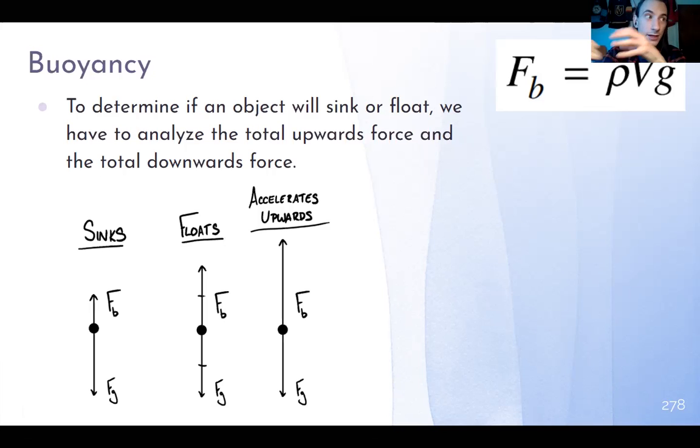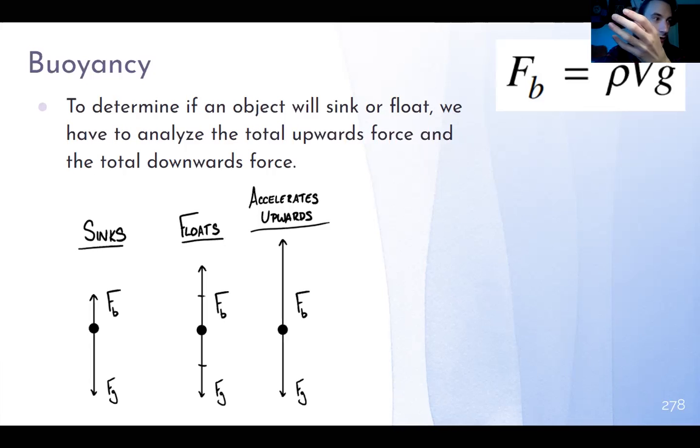If something's floating, if it's not accelerating up or down, it's just floating on our surface, we know that overall there's no net force acting on it, just like things that we've done with Newton's second law in the past. If our sum of forces is equal to 0, our acceleration is 0. So our buoyant force and our gravitational force would be equal, and our object would float.